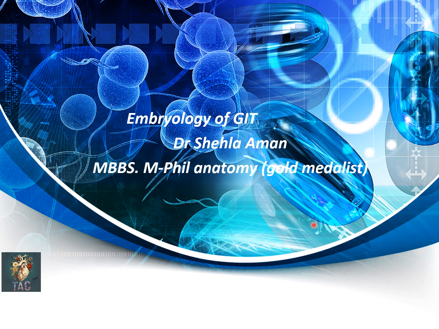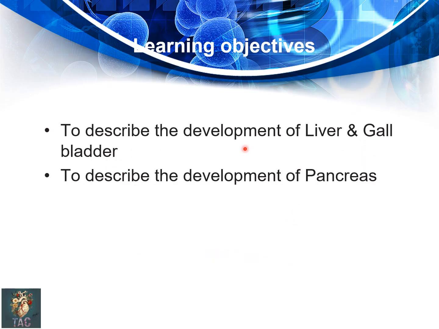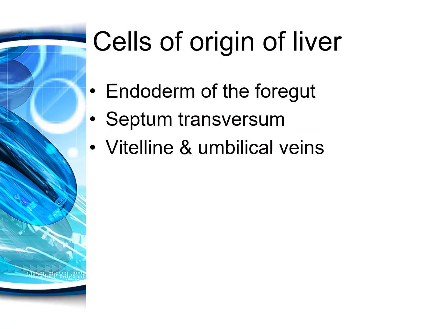In today's class of embryology of the GIT, we are going to discuss the development of the liver and the gallbladder and describe the development of the pancreas. So first of all, we will do the cells of origin of the liver. There are three sources from which the liver basically arises. These are the endoderm of the foregut, the septum transversum, and the vitelline and the umbilical veins.